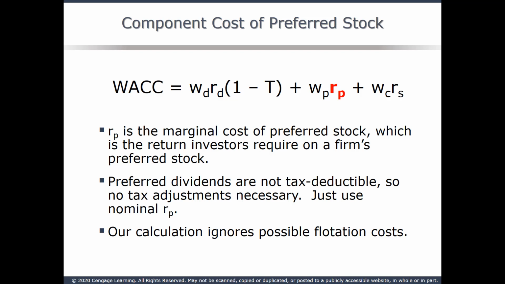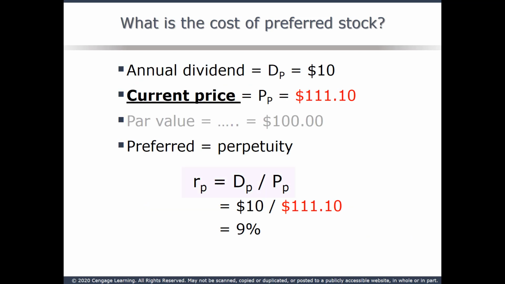Again, we need a marginal cost, the cost to Coleman if they issued preferred stock now. Preferred dividends are not tax deductible, so there's no tax adjustment, and we'll ignore flotation costs at this point. Recall that the formula for the cost of preferred is merely the basic constant growth model with G equals 0. Also, note that the equation uses the current price, not the par value. Since most common stock doesn't have a par value, this doesn't come up with common, but preferred frequently does. The cost of preferred, $10 divided by 111.10, 9%.